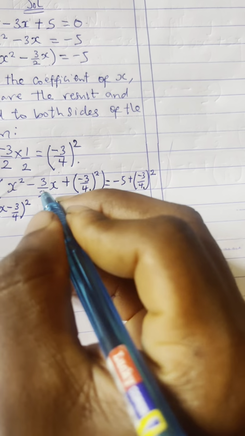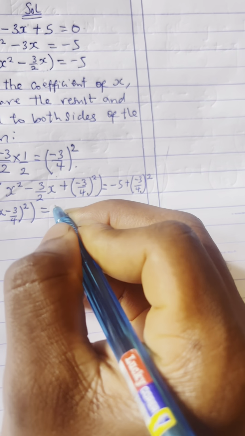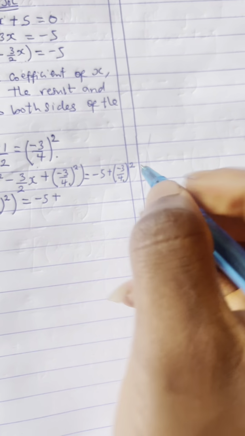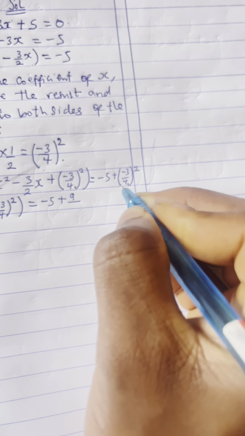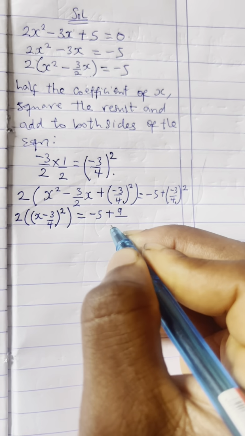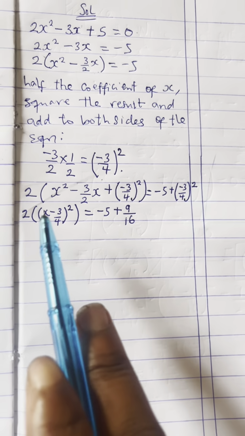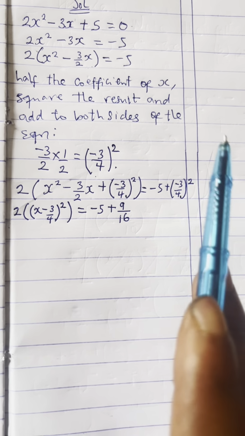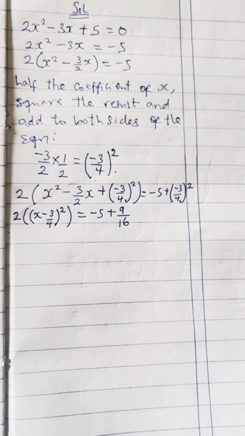Then I will close this general bracket. This will then equal minus 5 plus minus 3 squared, that is 9 over 4 squared, that is 16. 9 over 16. So you can see the expression I have here. Before you do anything, listen to the next step of what we are to do.